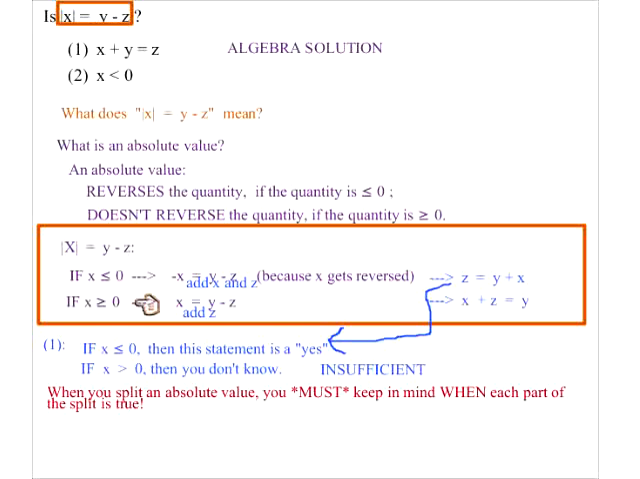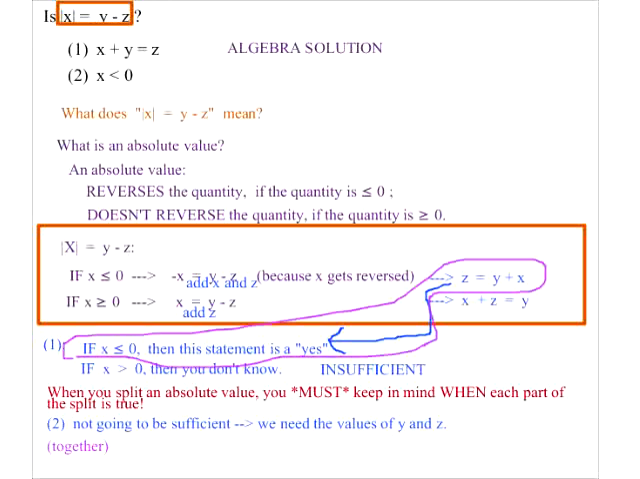Okay. Statement 2, definitely not going to be sufficient, because this doesn't tell us anything. I mean, we need the values of y and z. But if you have them together, then you know that you are dealing with this case right here. Just the case where it's a yes. So that's going to be sufficient.